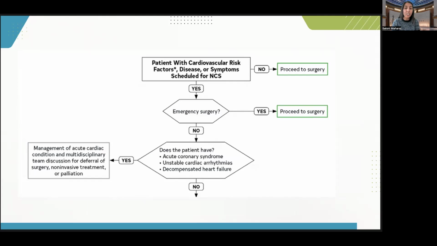I like to think of these as hard stops. These include things such as acute coronary syndrome, serious arrhythmias, or decompensated heart failure. If any of these are present, they need to be managed acutely before surgery. That might involve you, a cardiologist, or other specialists, and usually leads to a discussion about the timing of surgery or alternatives to surgery.